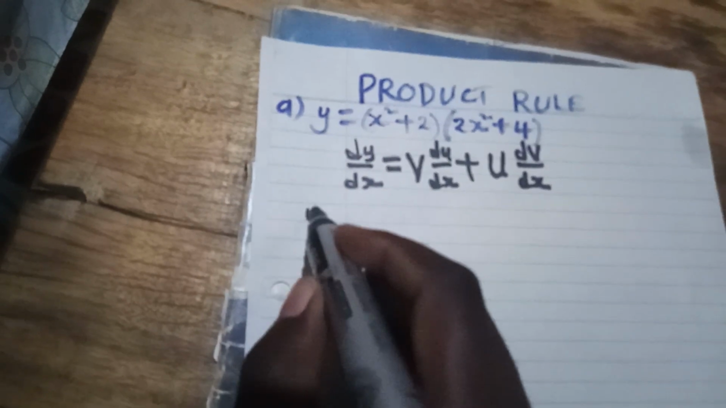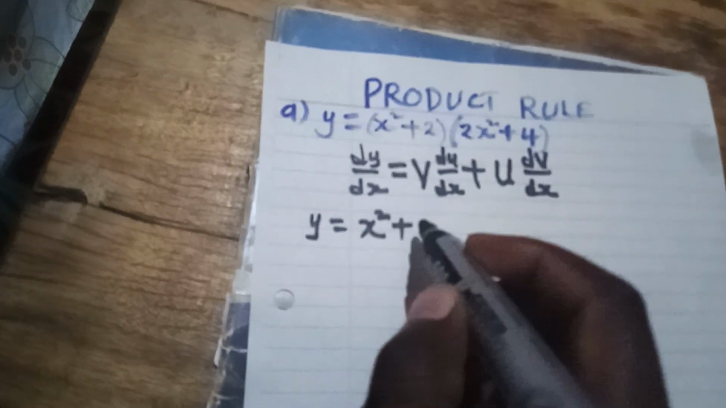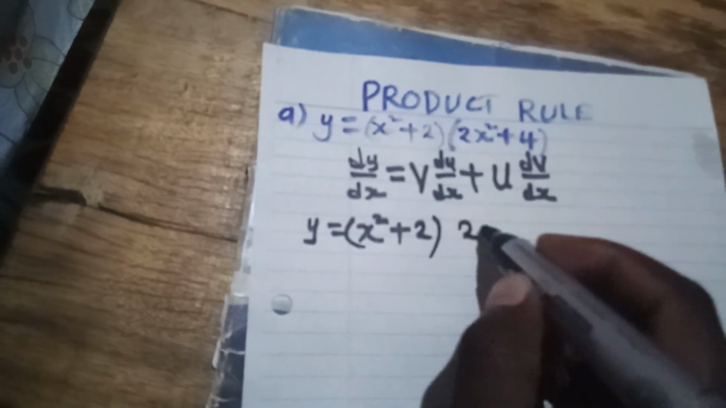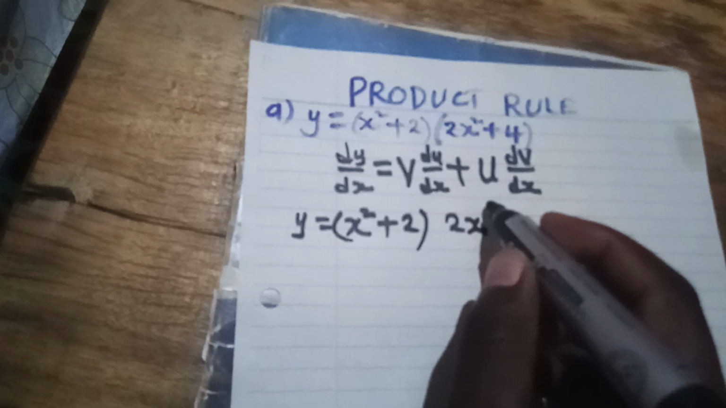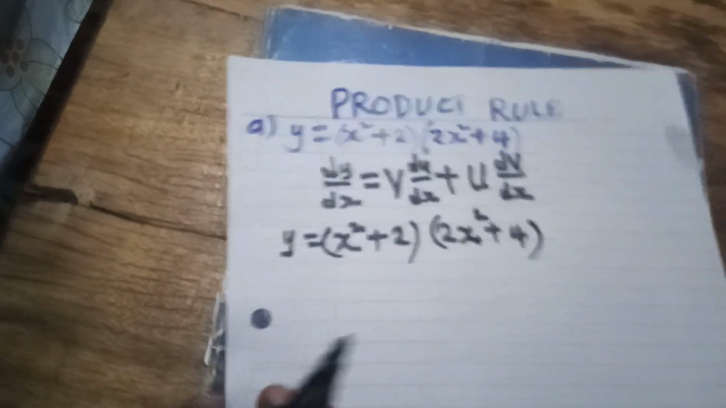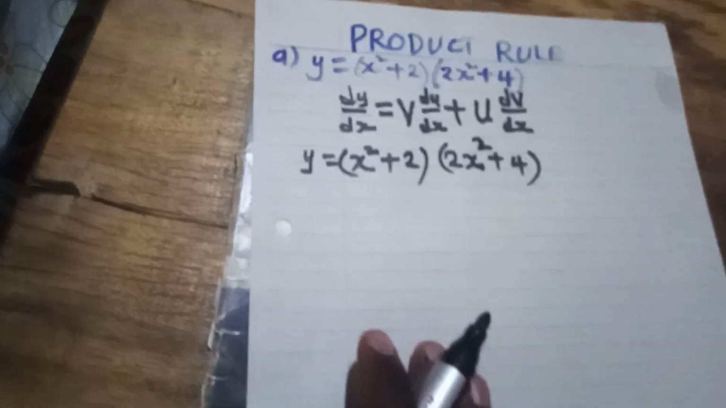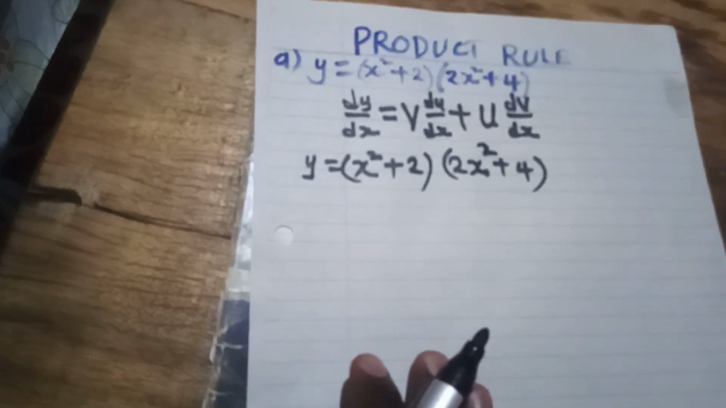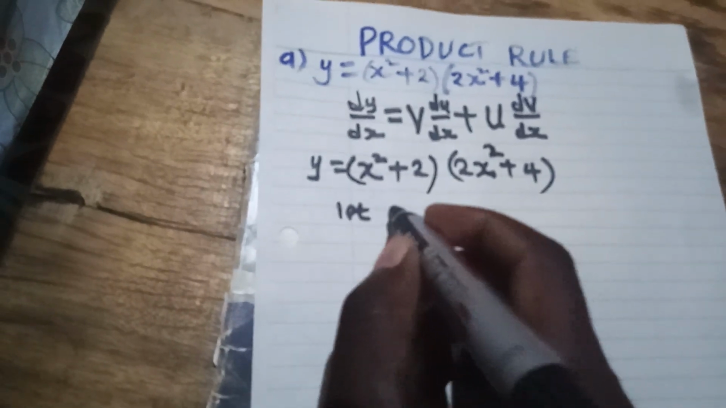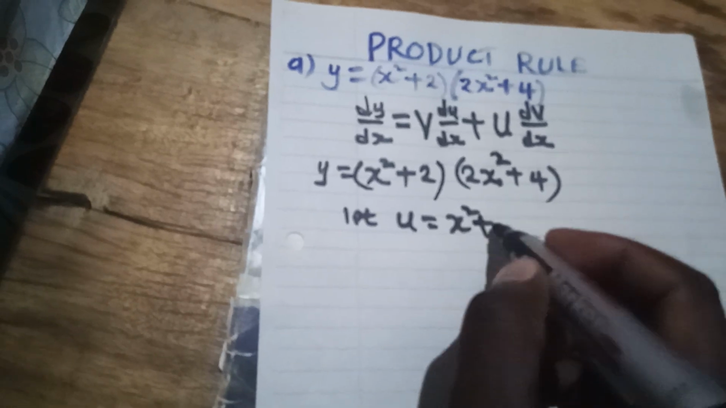Given the function y being equal to x squared plus 2 times 2x squared plus 4, this is squared. Then we have to let one function be the value of u and one function be the value of v. So let u be equal to x squared plus 2.